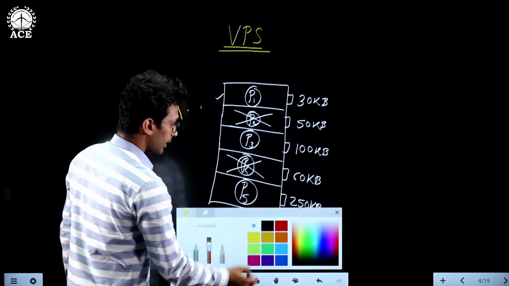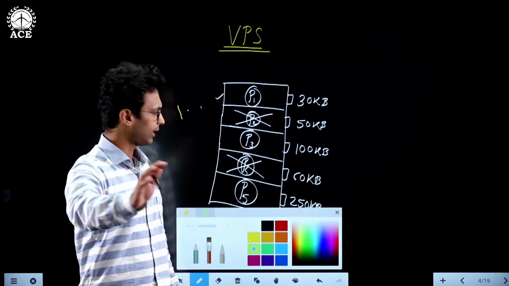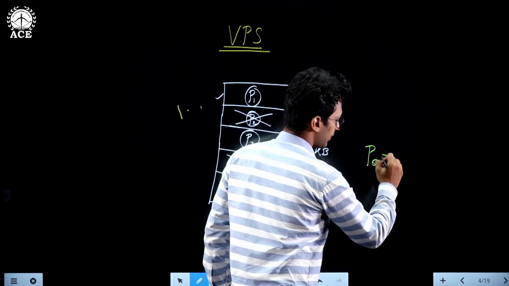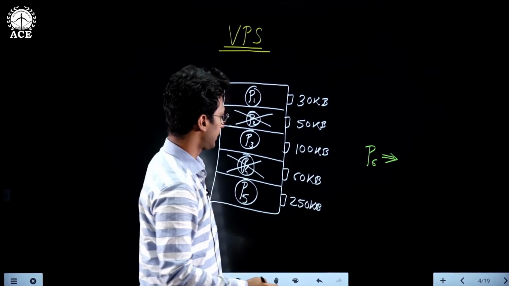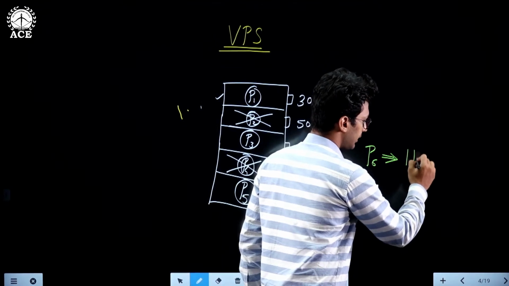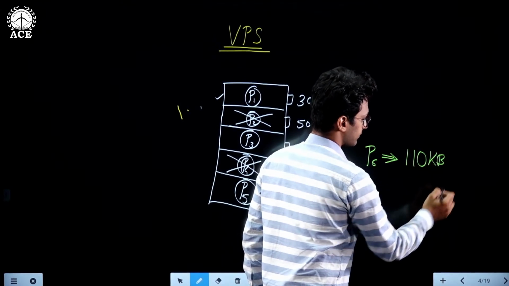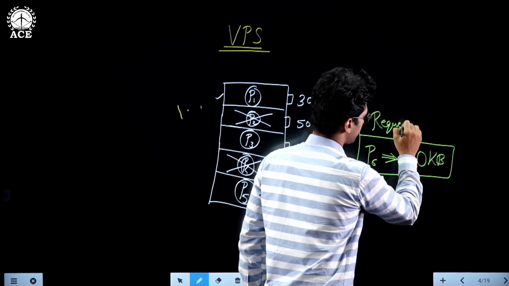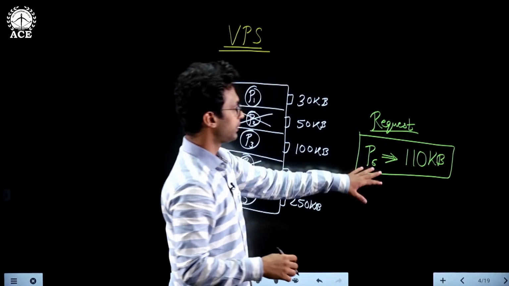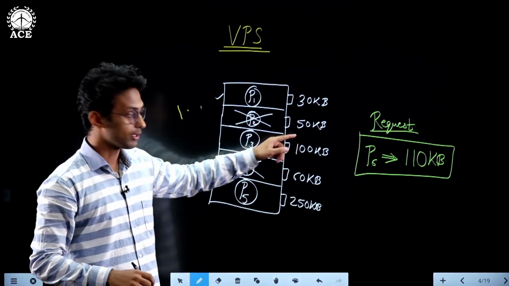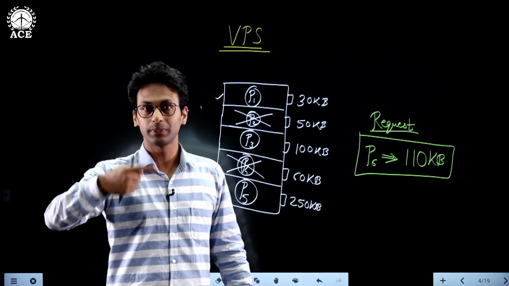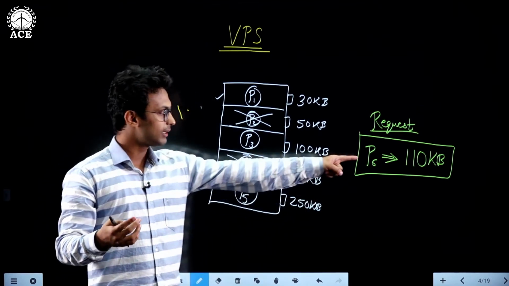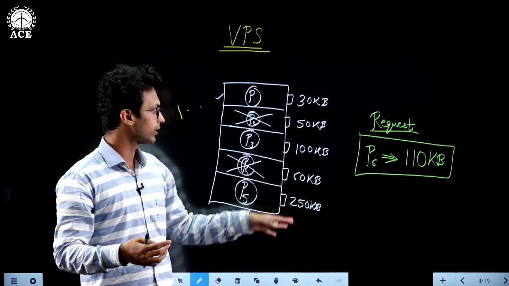Now, if you observe this one, suppose a new process P6 arrives with a request of, let's say, 110 KB. Just for example, I am telling the request. Process request P6 of 110 KB. What will happen? Will we be able to store process P6 into our memory? If you observe, 110 KB is not available contiguously anywhere.